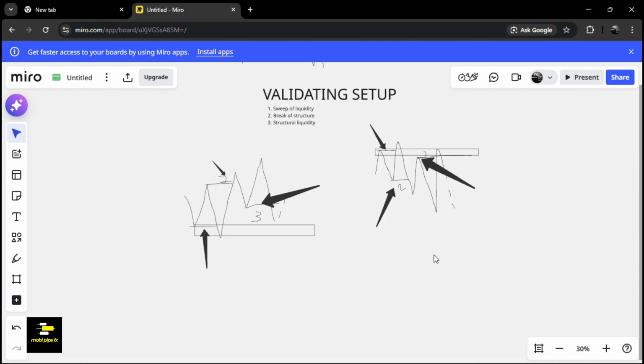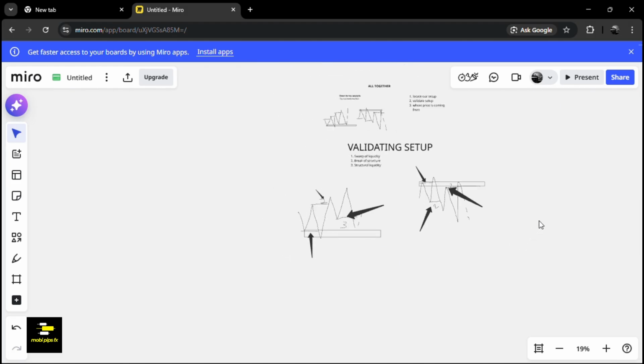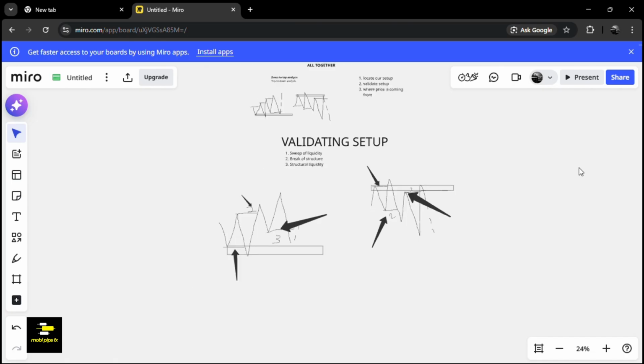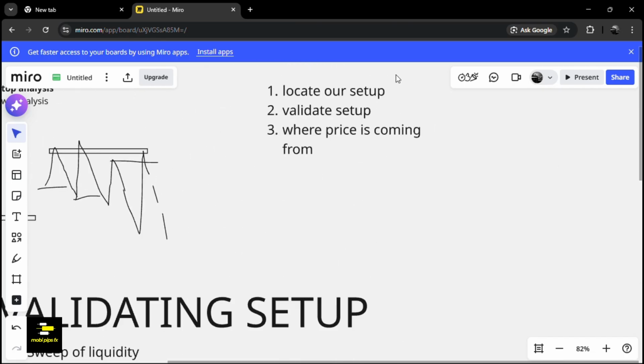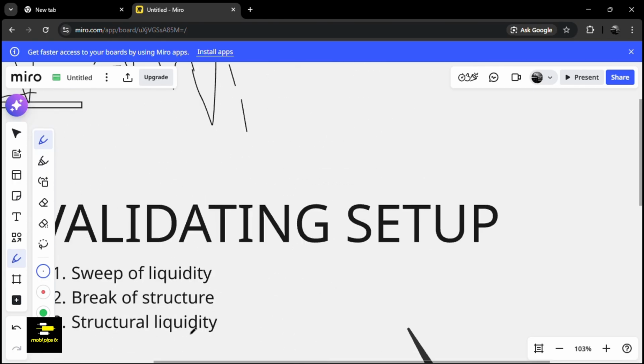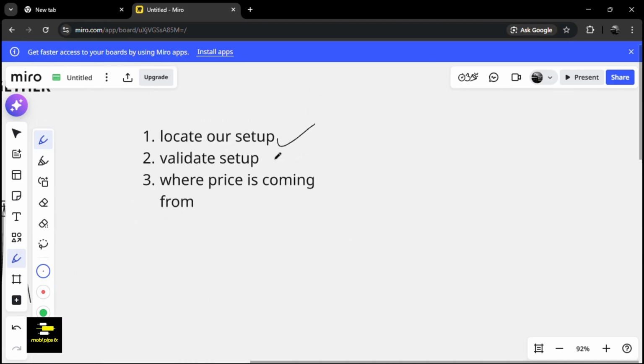All right, let's come back to the drawing board. So we validate the setup. We have already seen chart examples of the validation of the setup and how it's played out. First we locate our setup, which we have learned to do. Check. We validate our setup. Validating our setup, we say first a sweep of liquidity, a break of structure, then structural liquidity. So validating our setup, check.